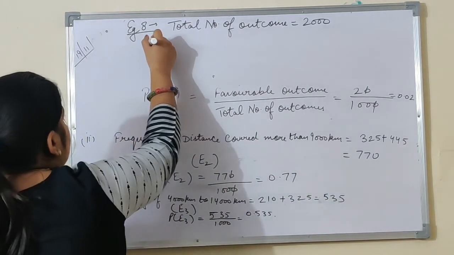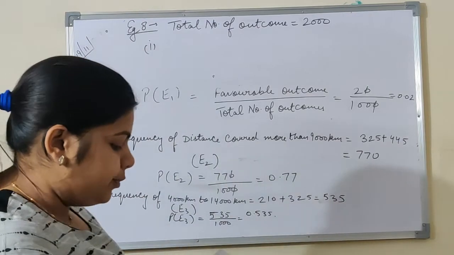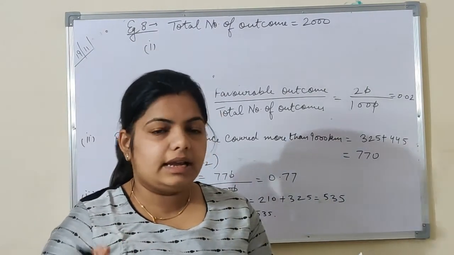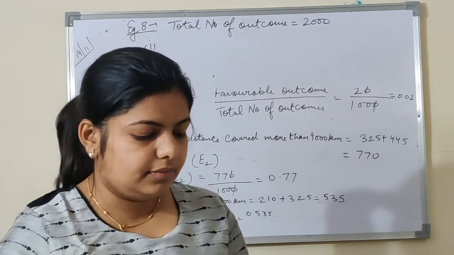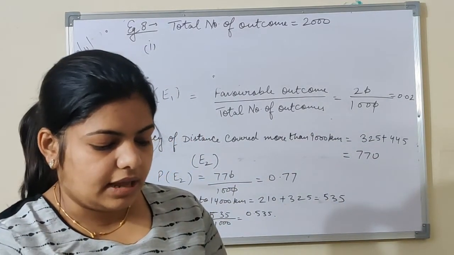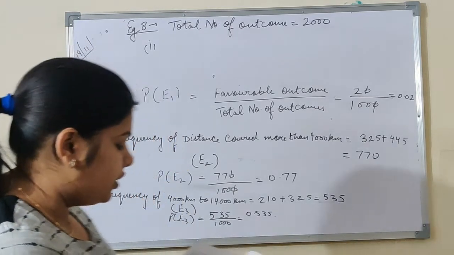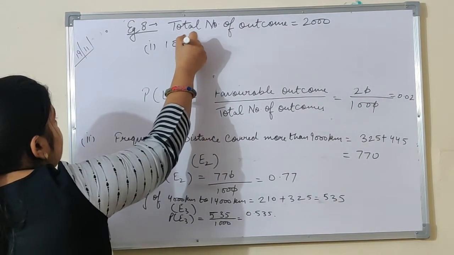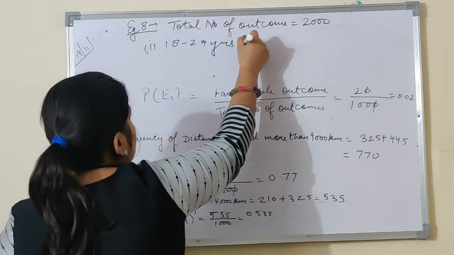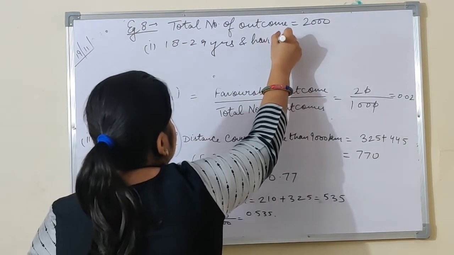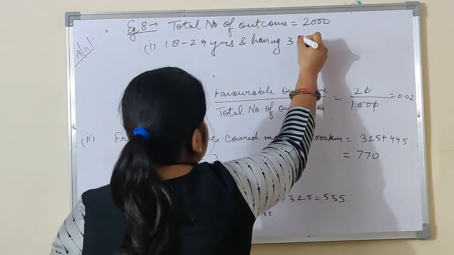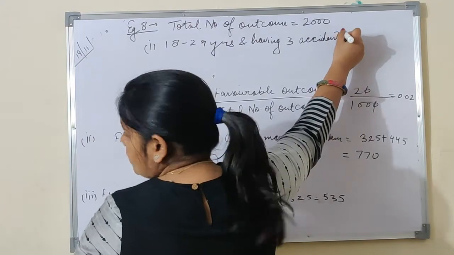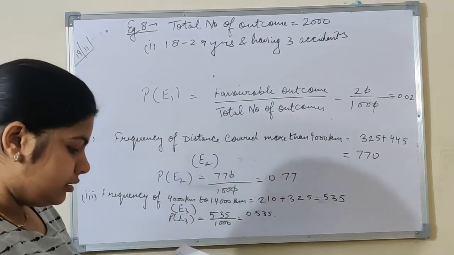Now in the first part, we have to find the probability where the ages of 18 to 29 years, having exactly 3 accidents. So for this we have to find, for 18 to 29 years and having exactly 3 accidents. Regarding this we have to find the values.